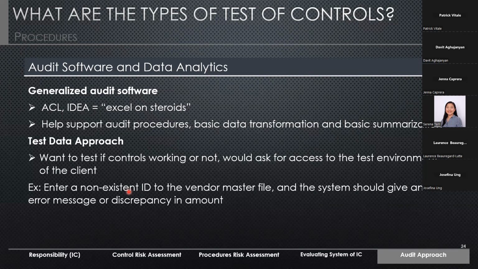And then you can also do the test data approach. What you would do is you would go in the client's workplace and then test it and try to trap it, see if the system actually works or if there are any deficiencies, maybe management override. So let's say you would enter a non-existent ID to the vendor master file, and the system should give you an error message, right? It shouldn't be making a valid ID vendor when you're creating a fake one.